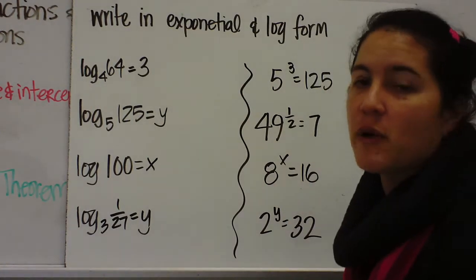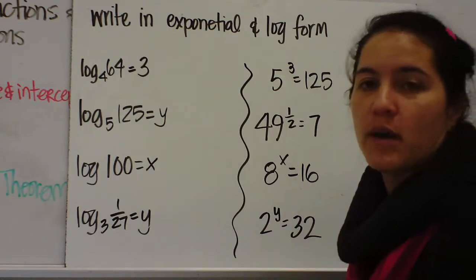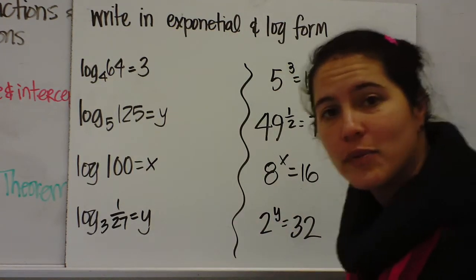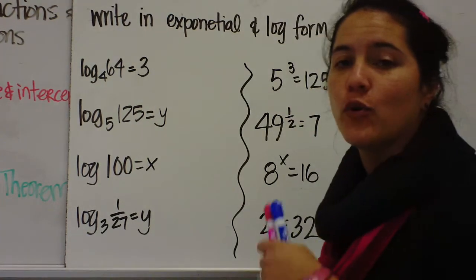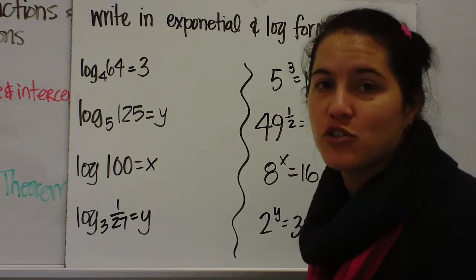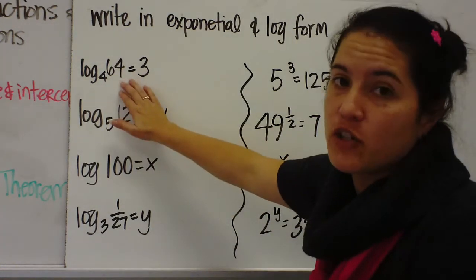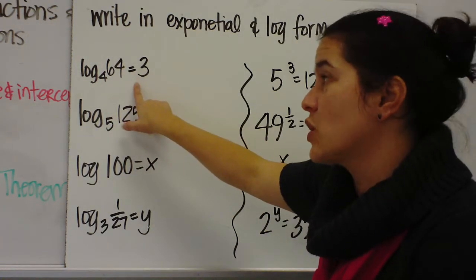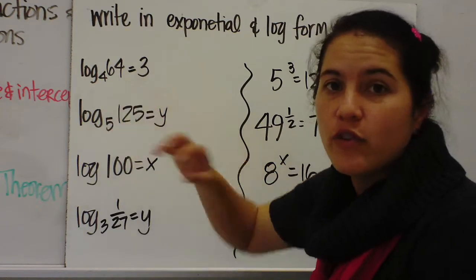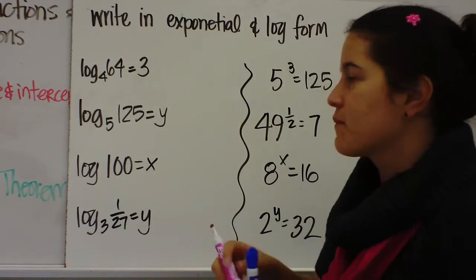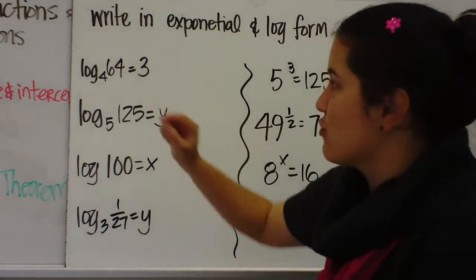So our directions say write an exponential form and log form. So I'm just trying to get you used to what in the world this stuff is, and we're going to practice going back and forth from log form to exponential form and exponential form to logarithm form. So here's the first one. Log base 4 of 64 is 3. This is written in log form. So if we wanted to write in exponential form, I'm going to show you how to do it, and then I have a tiny little shortcut.